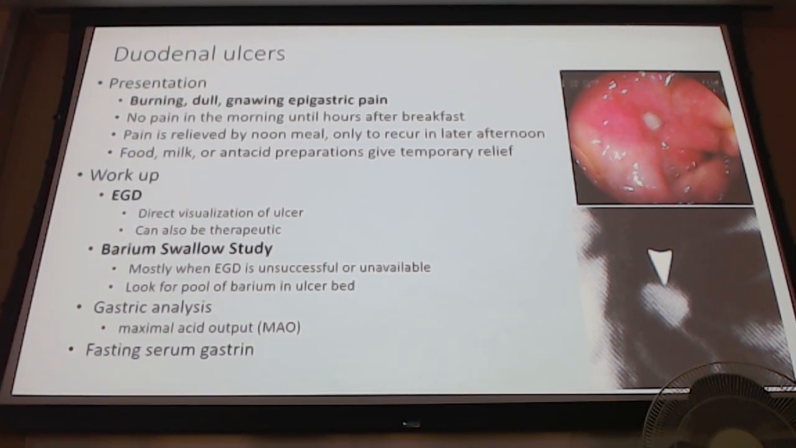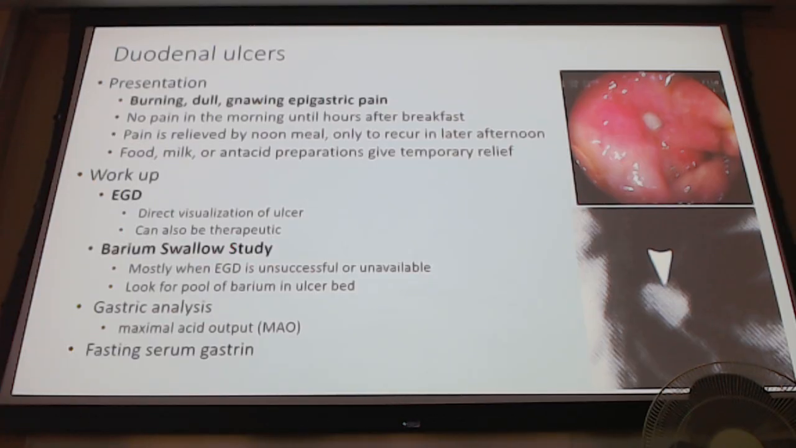Okay. What do we do? An EGD. We need to directly visualize the ulcer. Again, just like gastric ulcers, it may be therapeutic depending on if it's bleeding or not. We want to do a barium swallow study if we do not think it is perforated. Okay, we're looking for that pool of barium in the ulcer bed.